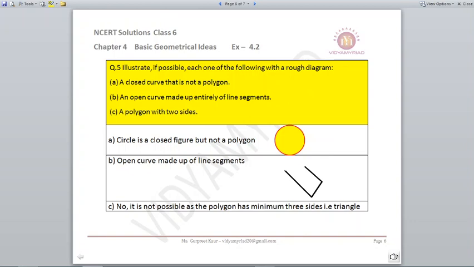An open curve made up entirely of line segments. So we have drawn a diagram here. You can draw any shape, just don't join the ends together. It will remain open.